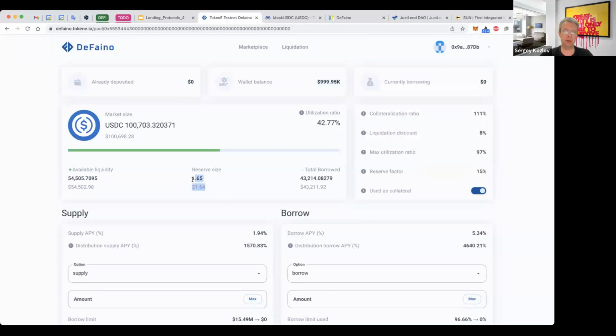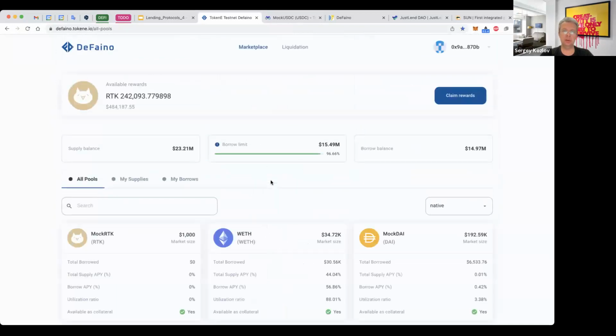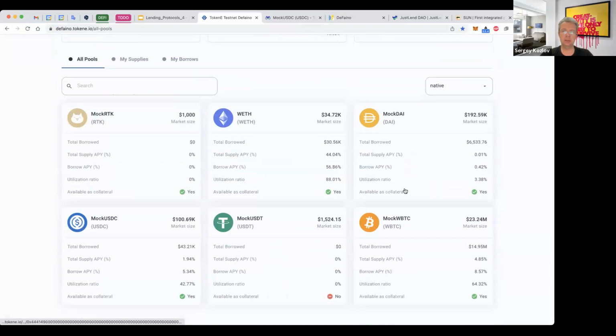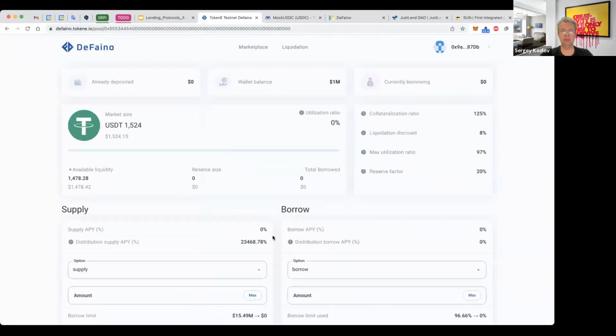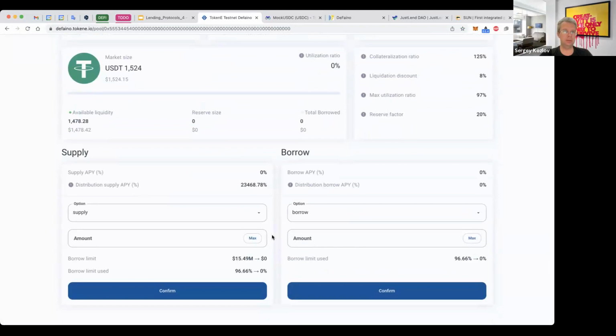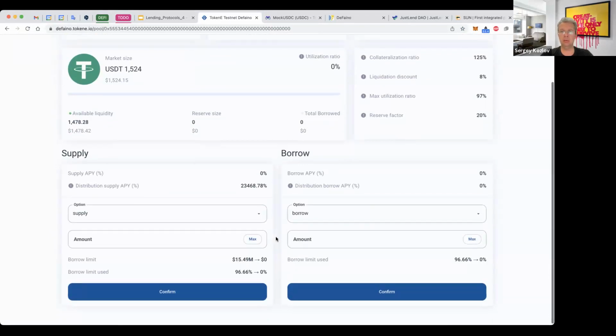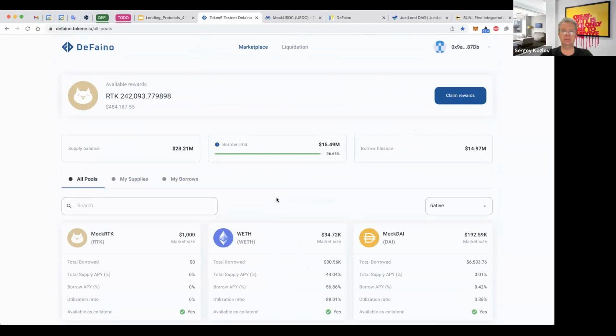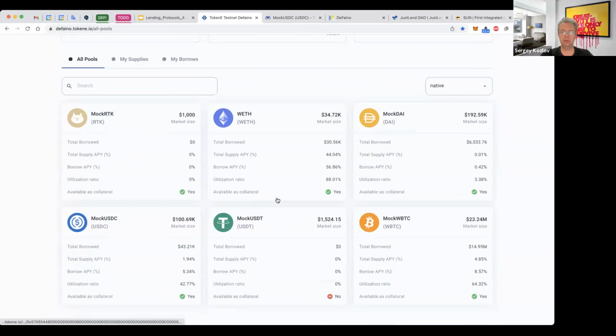So the reserve size, that's what our protocol earned for today. And all parameters we see here. And what we also see here is that we can use all assets as collateral except for USDT. It means that if I supply USDT for the deposit to the protocol, it will not work as collateral. So that's it for the practical part. Do it yourself, play with it. Need more tokens, I will send it to you.